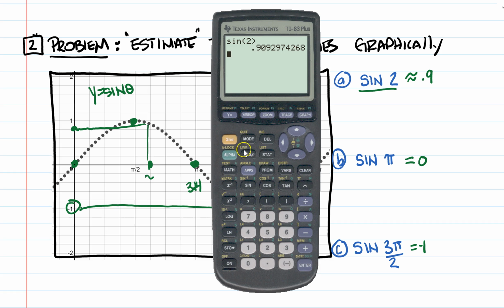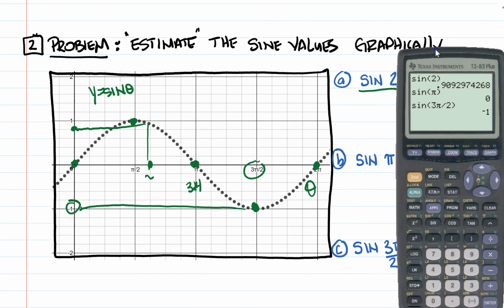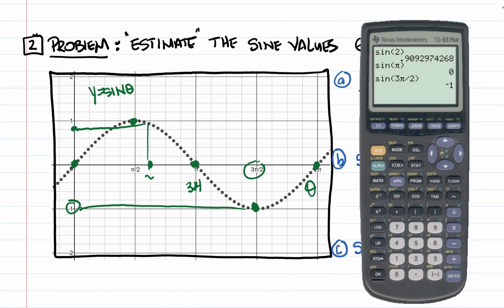If I ask the calculator for the sine of pi, I could say second pi, which is that caret button. I'm asking the calculator for the sine of pi radians, and I should get 0 back, and of course, yes, I do. I could also ask the calculator for the sine of 3 pi divided by 2 radians, and I should get the answer of -1, and I do. So your calculator can do this as well, but I wanted you to match it to the graph and see where all these values come from.